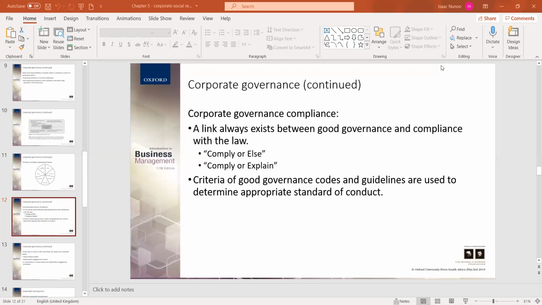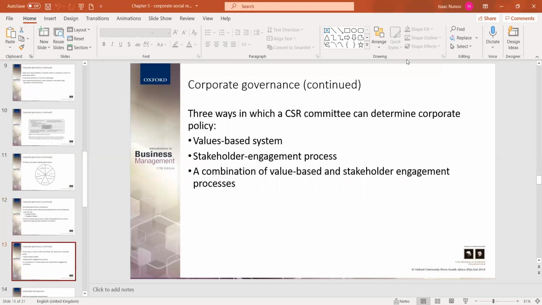So good governance practice or compliance is very important. If you read the King Committee Report on Corporate Governance, it listed 17 principles on which we can base the assessment of a company in terms of good governance and compliance activity. To sum it all up under compliance, there are three ways in which a corporate social responsibility committee can determine corporate policy. We can talk about the value-based system, we can talk about stakeholder engagement, and we can talk about a combination of both.